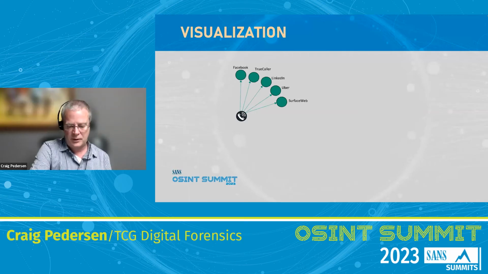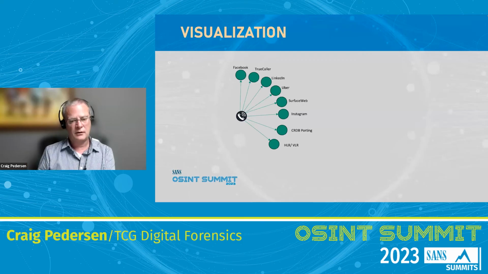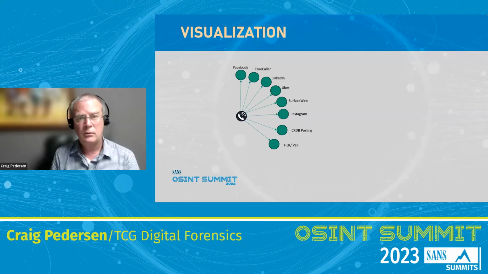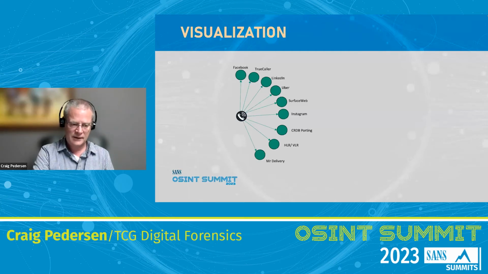There could be surface web data. What can Google find with a quick search? Instagram, porting databases that will show you who the service provider of that number is. HLR and VLR, home location register, visitor location register. Is that cell phone currently in the country that it's from, or is that cell phone possibly roaming? If so, where's the home location and where is it currently roaming?